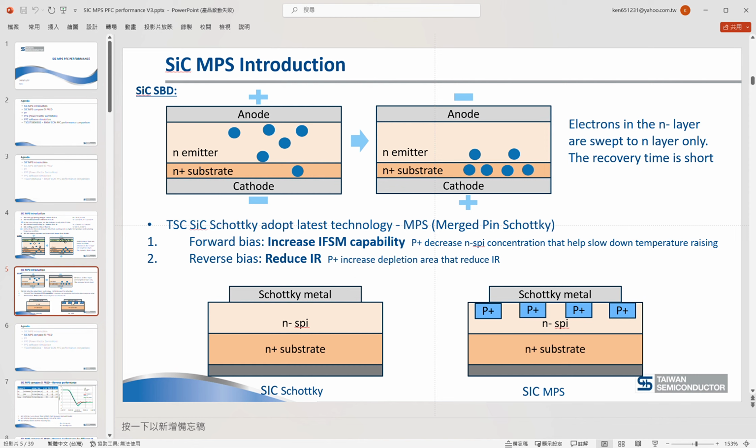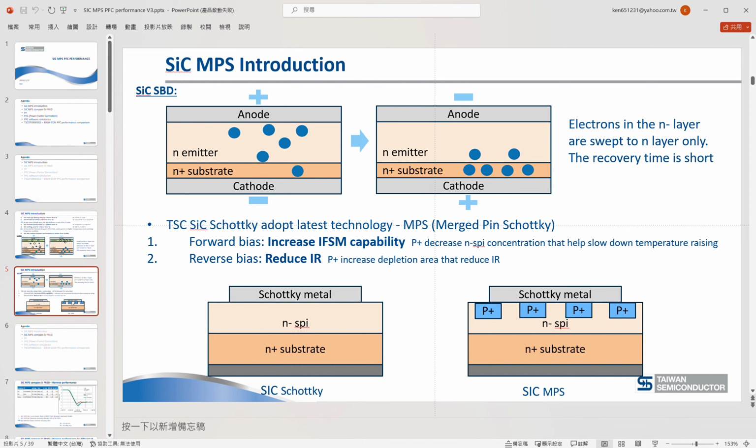Now silicon carbide Schottky. When switching from forward bias to reverse bias, there is only 1 portion to discuss. The electrons in this N- layer need to be swept back to the N layer. That's the reason the recovery time is short.